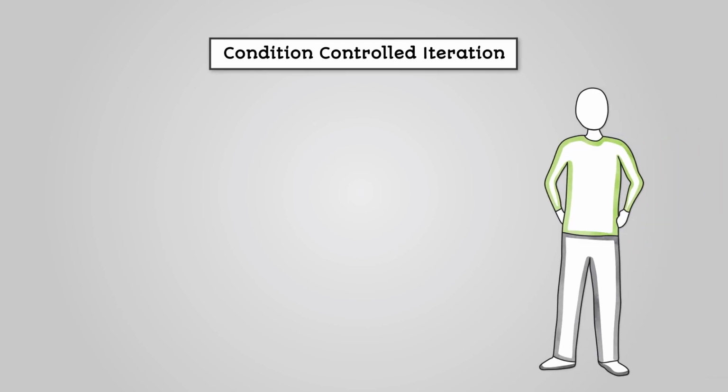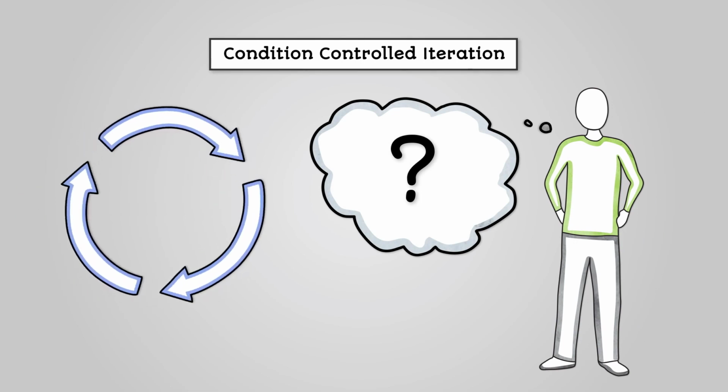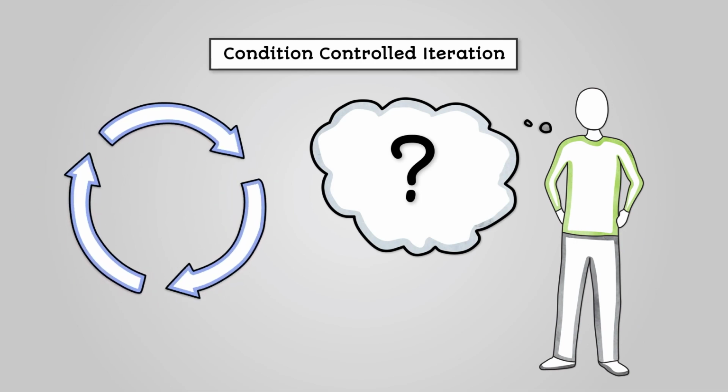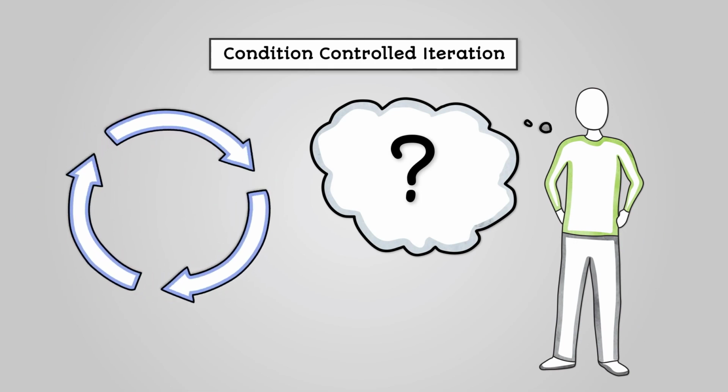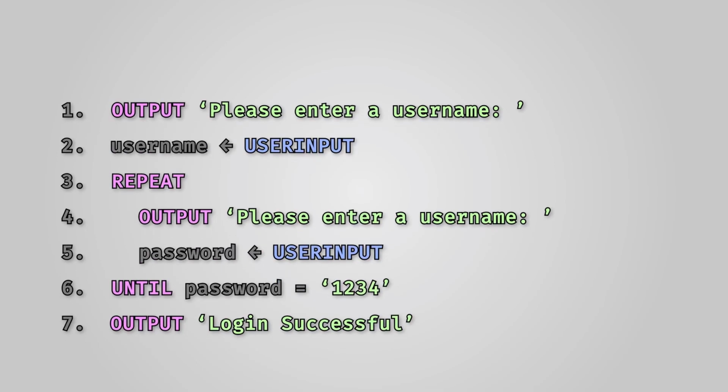Condition-controlled iteration at the end means that you ask your question at the end of your loop. This means that your code must run at least once, because you are asking the question at the end. Let's look at our username and password code again, but this time where the condition is at the end.